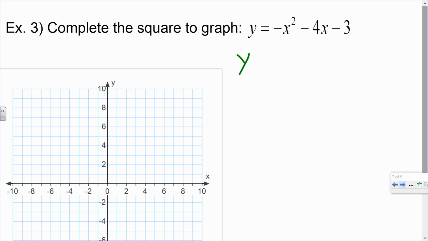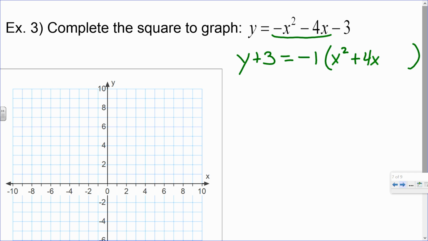First thing, we will still move the 3 over to the other side, so we now have y plus 3. And that means we have the -x squared minus 4x still on the right-hand side. We only know how to complete the square if it starts with 1x squared. So we need to factor out that -1. So we are going to have x squared plus 4x. Does that much make sense to everybody?